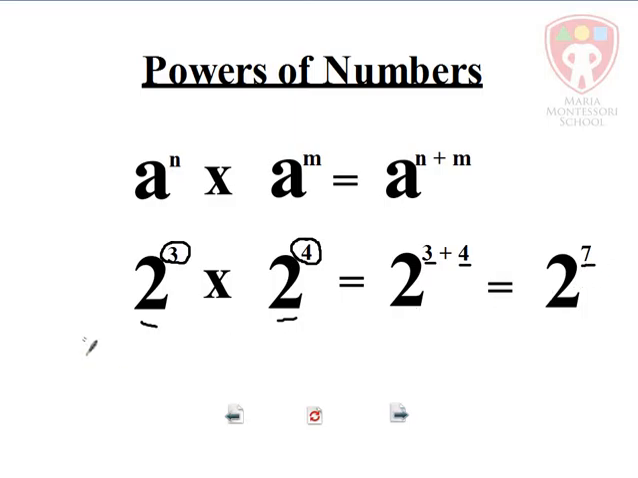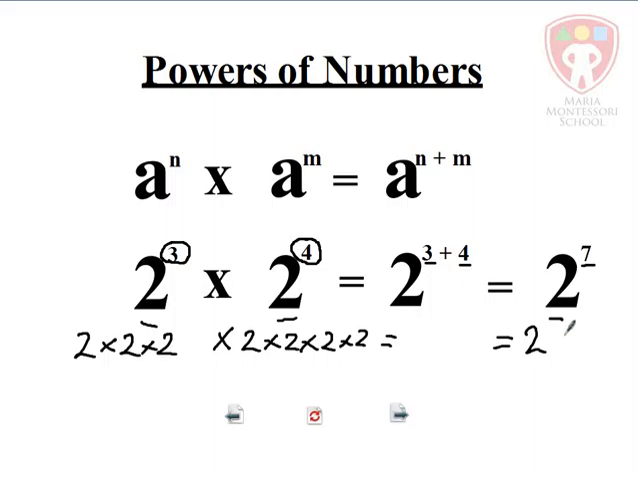Pay close attention just to get a better explanation. We know that we could expand 2 to the power of 3 to mean 2 times 2 times 2. We could do that, isn't it? Here we have a multiplication sign. And we know that we could expand 2 to the power of 4 to be 2 times 2 times 2 times 2. Well, we know from what we've learned before, if we have 1, 2, 3, 4, 5, 6, 7 2's multiplying themselves, then we know the answer is definitely going to be 2 to the power of 7.